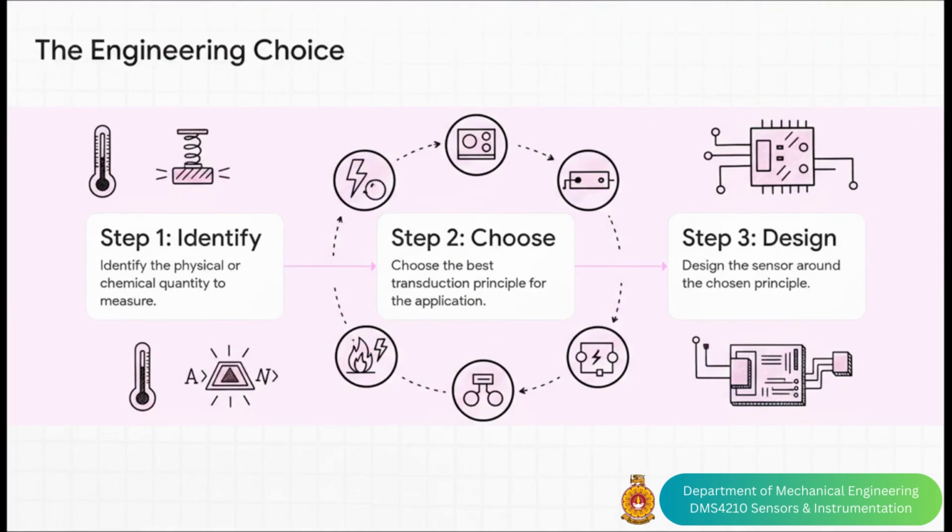First, an engineer has to identify exactly what they need to measure. Is it temperature? Is it force? Light? Then, based on that need, they look at this list and choose the absolute best transduction principle for that specific job. A piezoelectric sensor might be great for vibration, but it's totally useless for measuring gas composition. And then finally, they design and build the sensor around that chosen principle.